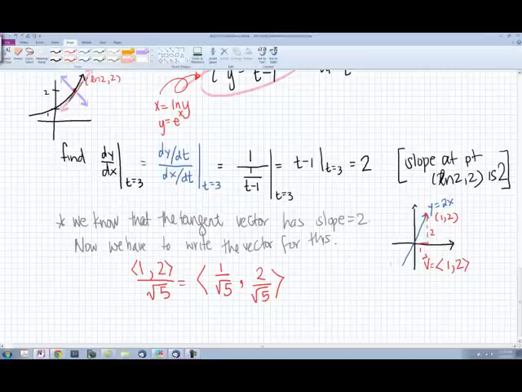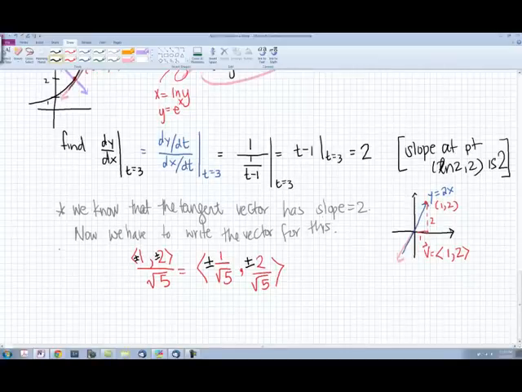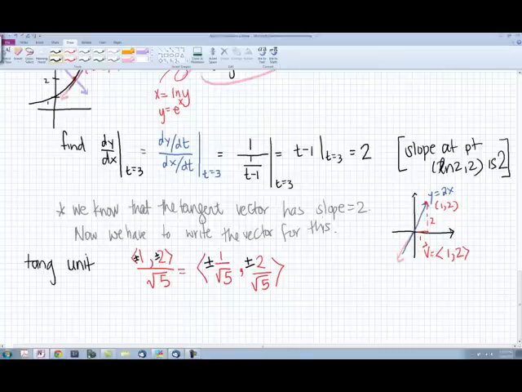Now remember earlier I mentioned that there's another vector going in the opposite direction, so if it's going into quadrant 3, it would be what? Well, instead of positive, positive, it would be negative, negative, because you're in quadrant 3. So really what we have here are two different unit vectors, one leading into quadrant 1 and one leading into quadrant 3. These are the tangent unit vectors.